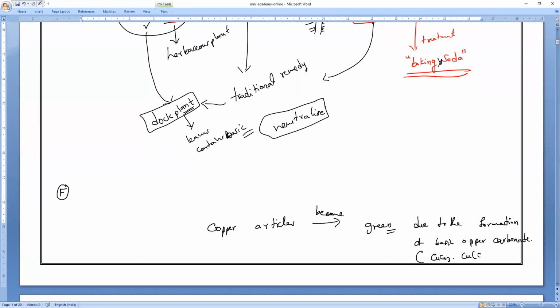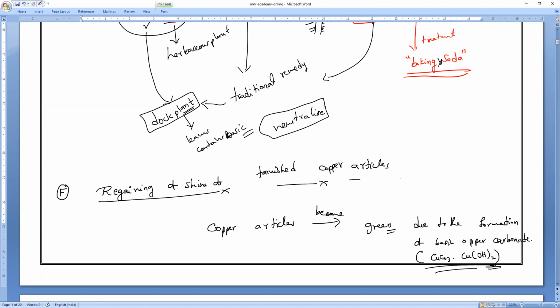CuCO3·Cu(OH)2. Because of the formation of this, it turns tarnished. Tarnished means the shine will be gone, so it becomes dull in appearance. So that is why we are regaining the shine of a tarnished copper article. Tarnished means it becomes dull in appearance because of what it forms, everybody? Because of the formation of what? Basic copper carbonate. Do you all understand?